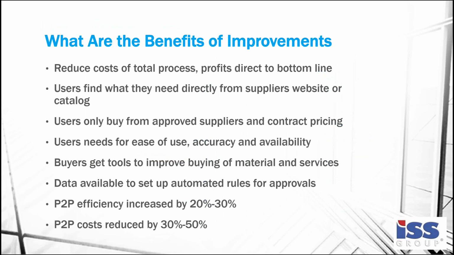So the benefits of improvements. You can see there's a reduction of cost. You can see some of the metrics I just showed you. And those profits go right to the bottom line. Users get what they want, and user satisfaction goes up. So these are sometimes considered fuzzy benefits, but I think user satisfaction and procure-to-pay process is critical. And users only buy from approved suppliers on contract prices. This is really a big deal.